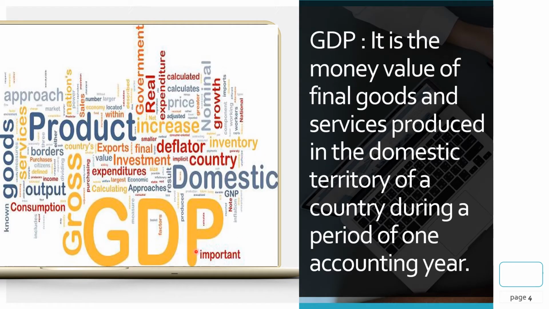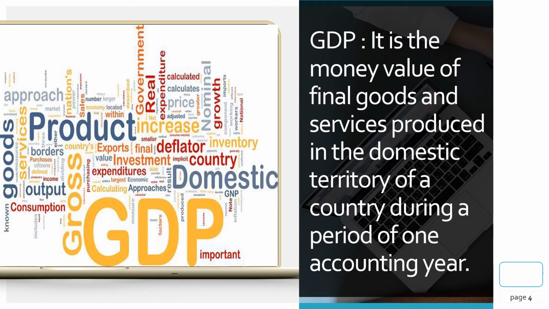The next concept we're going to define is GDP or gross domestic product. What is gross domestic product? It is the money value of final goods and services produced in the domestic territory of a country during a period of one accounting year. When we defined national income, we saw that we spoke about it in terms of money value, final goods and services produced in an economy during a period of one accounting year. While here, while defining GDP, we are considering the value of goods and services produced in the domestic territory.